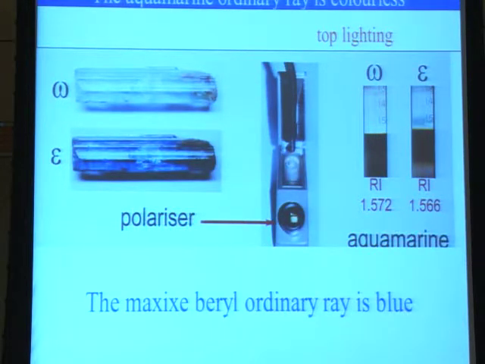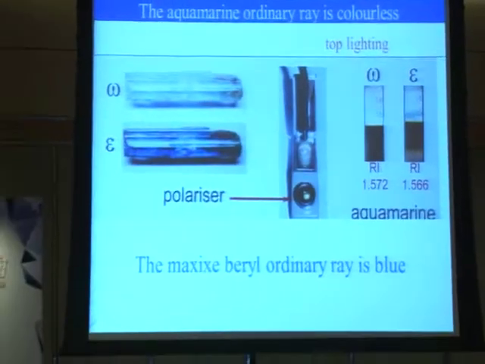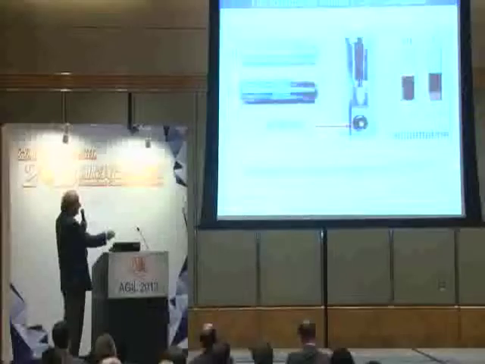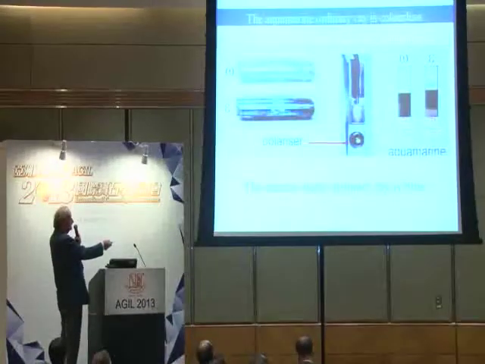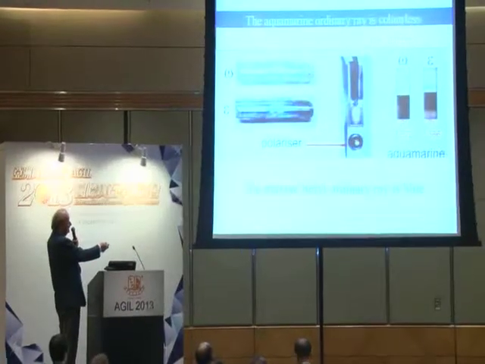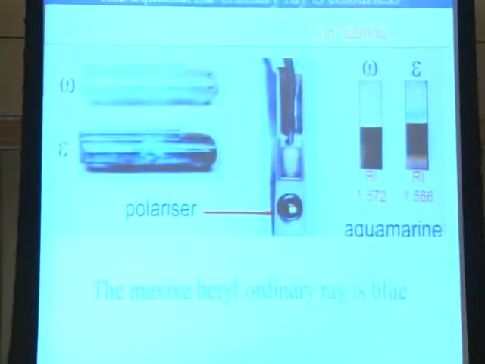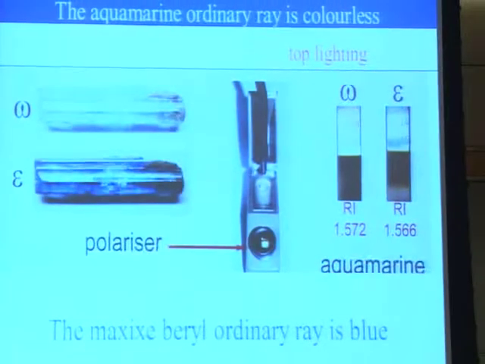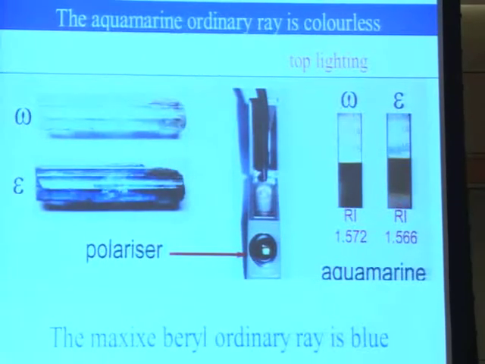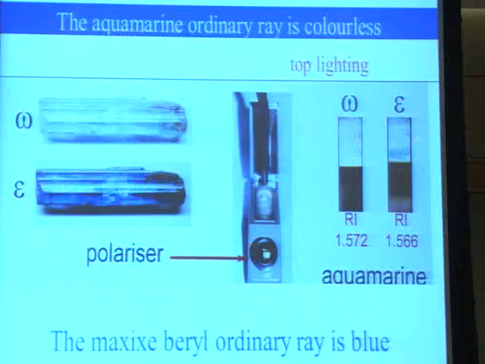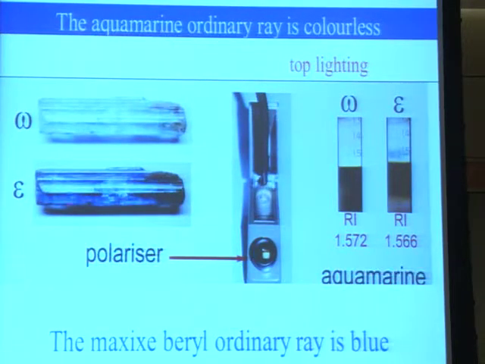The higher index, the ordinary ray, is colorless, 1.572. If you put a Maxixe beryl on your refractometer, it is the opposite. The lower reading becomes colorless and the higher reading becomes blue. At the same time, it enables you to say which ray carries which color. In this case, the blue is coming from the extraordinary ray. Here we see it here in the crystal.